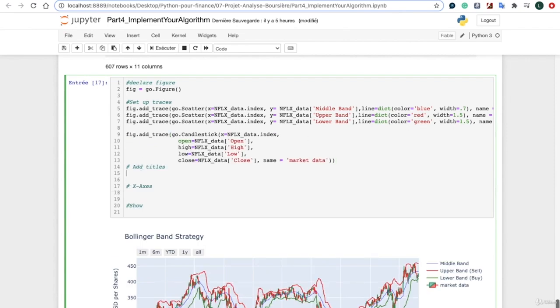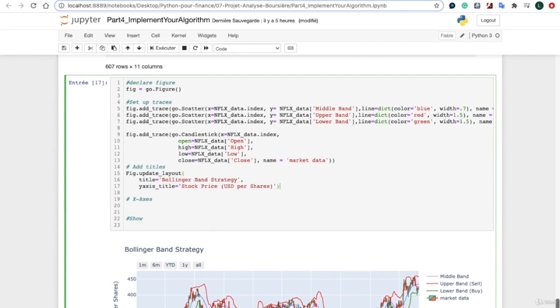You will have to add a title. That's optional, but that's good to implement. It's not something which is mandatory. You can have your graph, but it's much better to have a title. Okay, that must be lowercase.